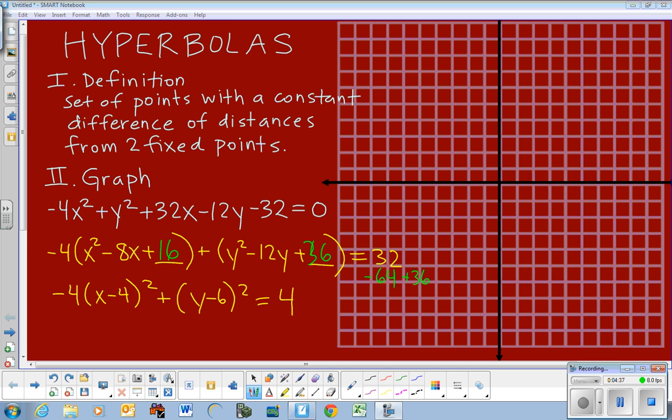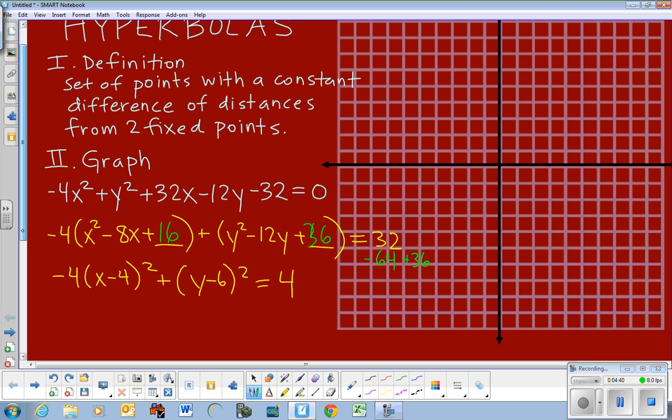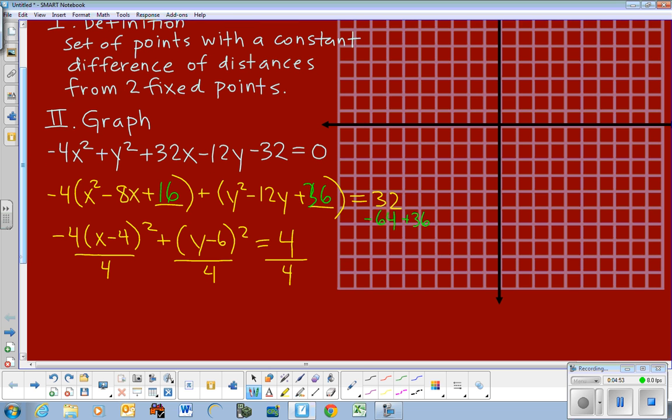All right, so remember with an ellipse and now with the hyperbola, we need 1 on the right. So I'm going to divide all parts of this by 4 to get the 1 on the right. And now I'm going to simplify. Negative 4 over 4 just leaves me with negative 1. At the same time, I'm going to put my x and y radii inside the parentheses. Some books leave it out, some books leave it in. I'm going to go like this.